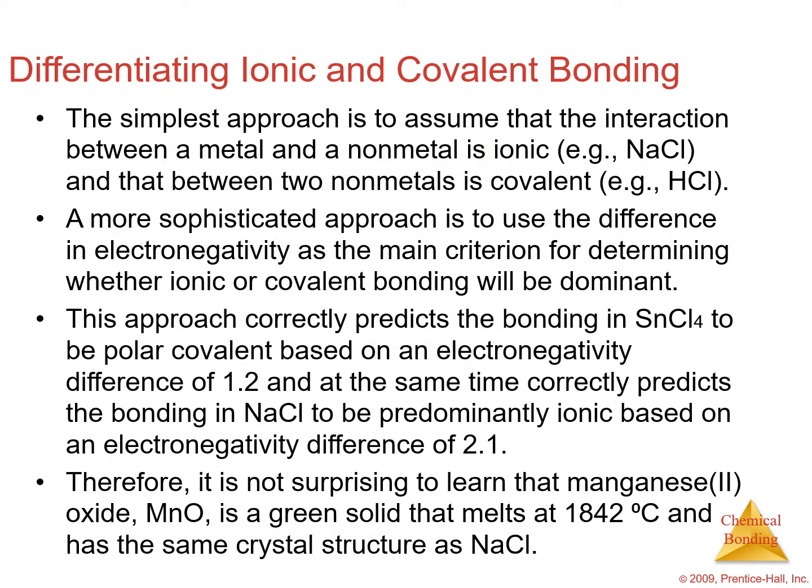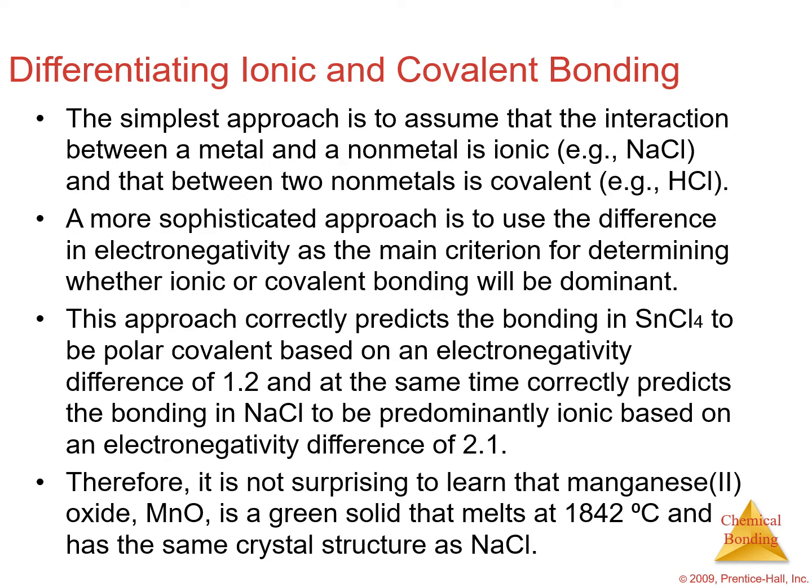Now, how to differentiate between ionic and covalent bonding? The simplest approach is to assume that the interaction between a metal and a non-metal is ionic, like in NaCl we talked about, and that between two non-metals is covalent, for example between H and Cl. A more sophisticated approach is to use the difference in electronegativity as the main criterion for determining whether ionic or covalent bonding will be dominant.